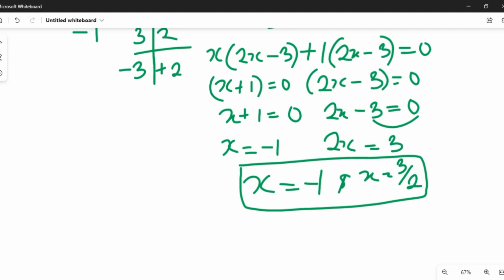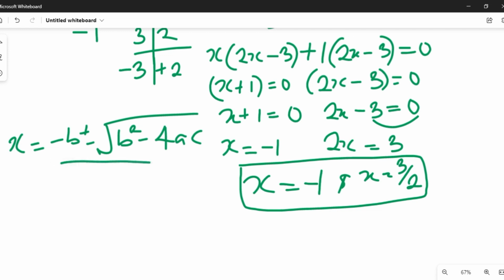Now let's apply the quadratic formula. In a jiffy, using the quadratic formula, we'll have our x value equal to minus b plus or minus square root. Whichever of these methods you want to use is better for you, but you are going to arrive at the same solution. This is the quadratic formula.